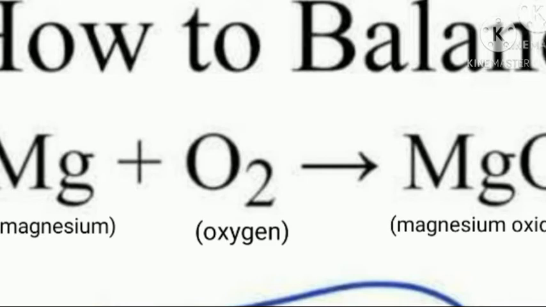Now students, magnesium is 1 atom and oxygen is 2 atoms on the reactant side. On the product side, magnesium is 2 and oxygen is 2. Means now 1 extra atom of magnesium is present on the right hand side. So step third, multiply the magnesium atom on the left hand side by 2. So 2 magnesium plus oxygen gives 2 magnesium oxide. So students, these are the steps of how to balance the chemical equation.